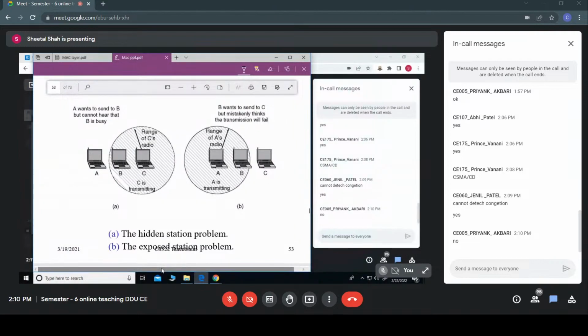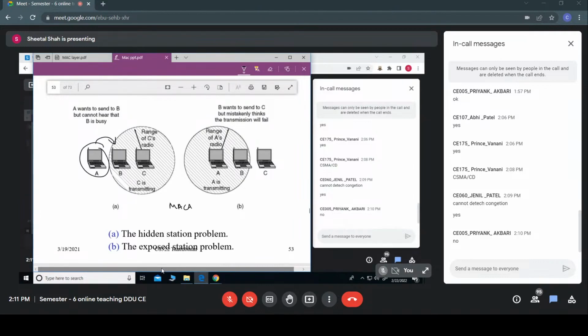In the last lecture, I had already explained MACA and MACAW protocol. Now we'll see what the hidden station problem and the exposed station problem are. Say suppose C wants to send some data to station B. And meanwhile, A also wants to send some data to station B.